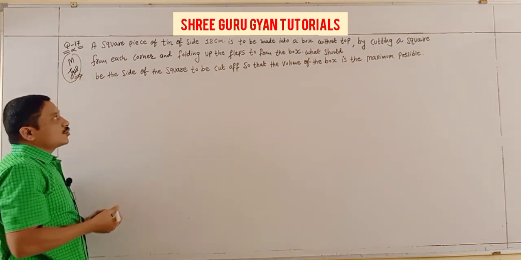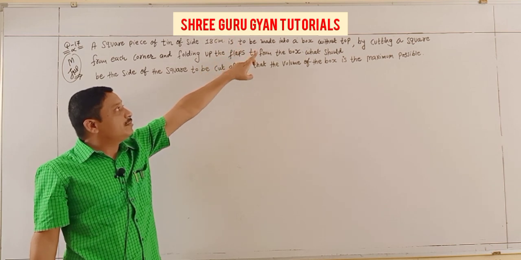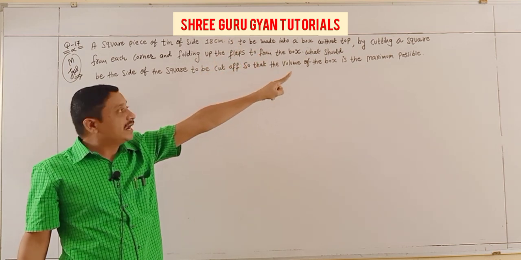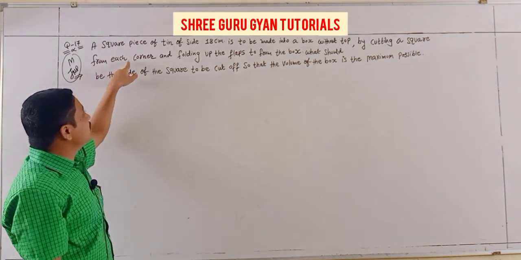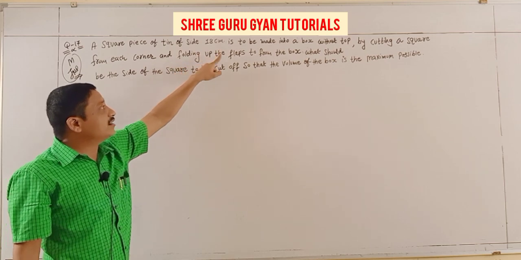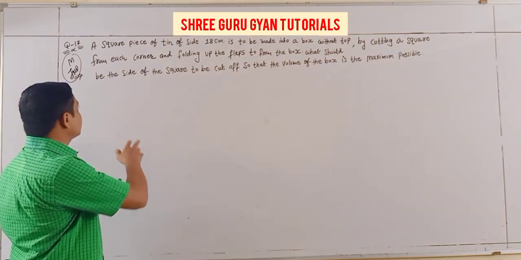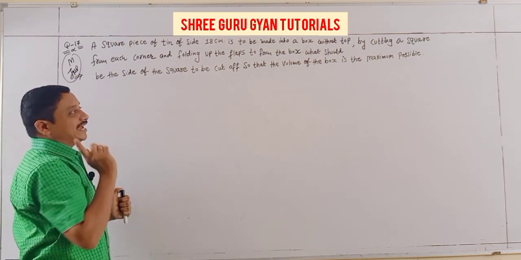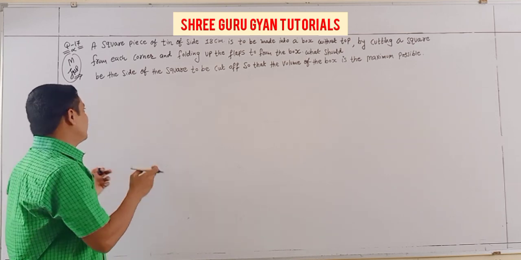Question is that a square piece of the size 18 centimeter is to be made into a box without top by cutting out a square from each corner and folding up the flaps to form the box. What should be the size of the square to be cut off so that the volume of the box is the maximum possible?